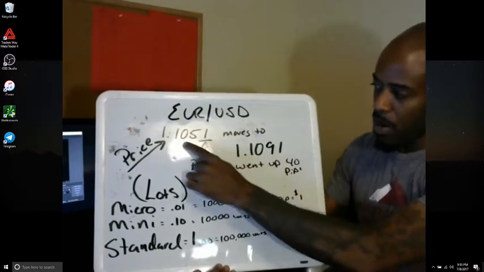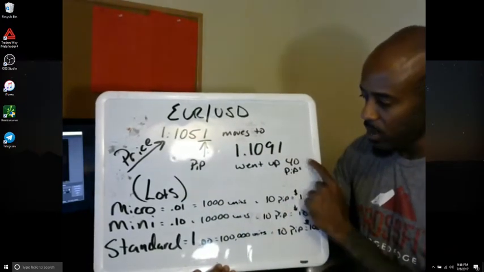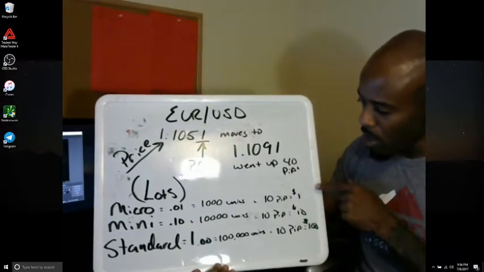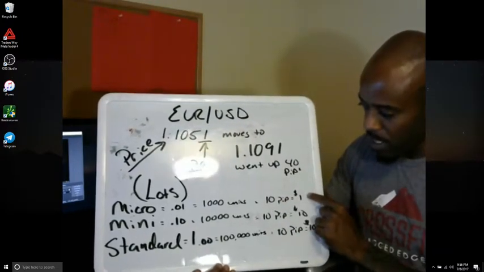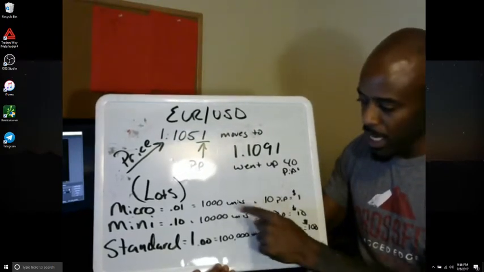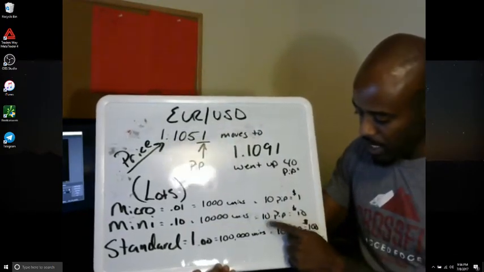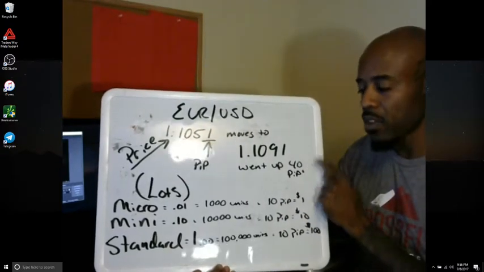We went from 0.1051 to 0.1091. That's an increase of 40 pips. If we would have wagered a micro lot, every 10 pips, $1 on this particular trade, we would have ended up with $4. Mini lot, every 10 pips is $10. On this particular trade, we would have got $40.